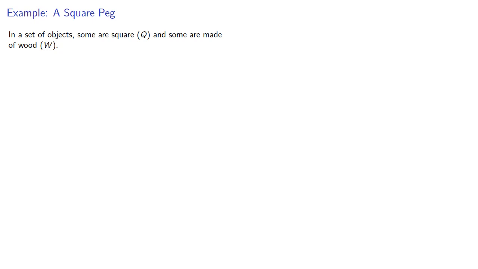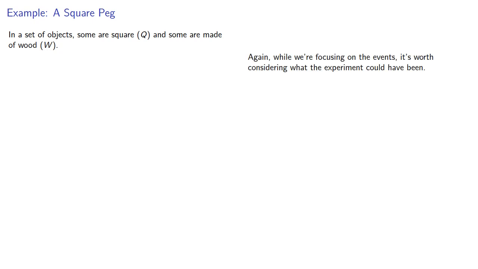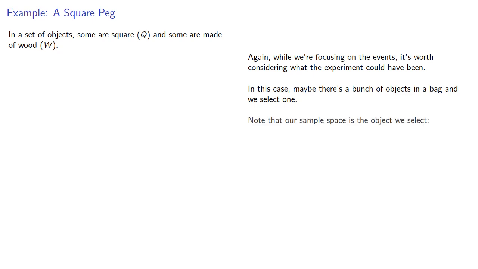For example, maybe we have a set of objects. Some are square, some are made of wood. So again, while we are focusing on the event, it's worth considering what the experiment could have been. In this case, maybe there's a bunch of objects in a bag and we select one. And note that our sample space is the object we selected. So maybe it's a wooden triangle, a plastic spoon, a solid gold dancer, whatever.